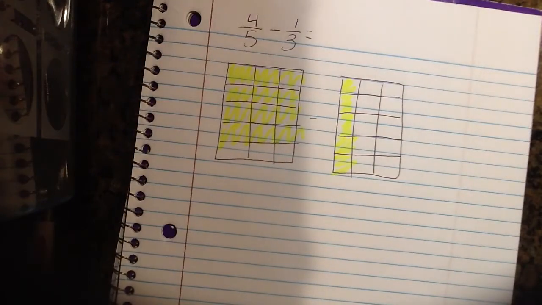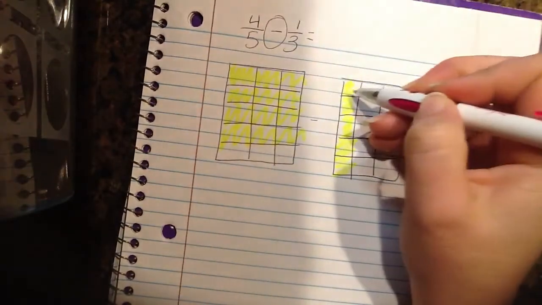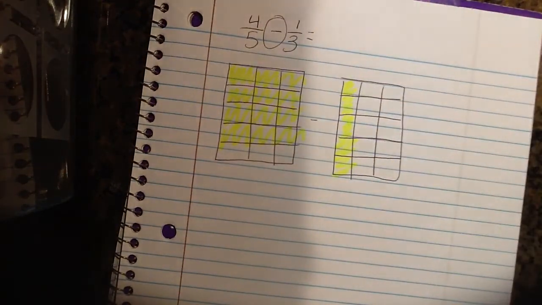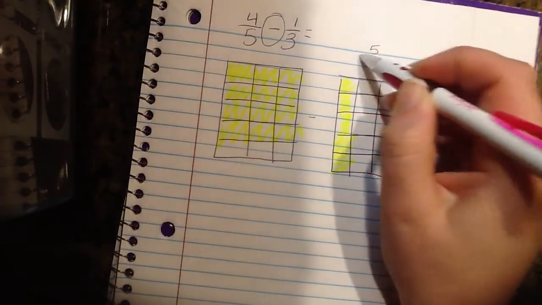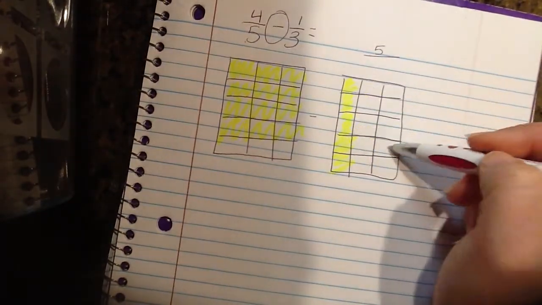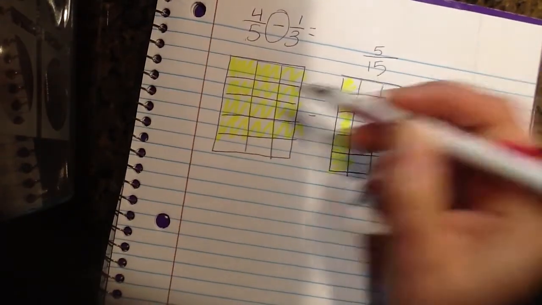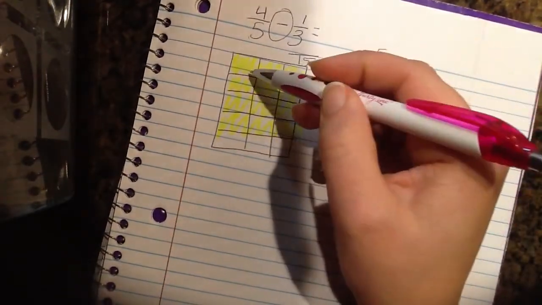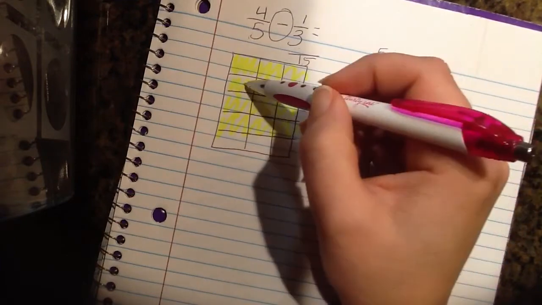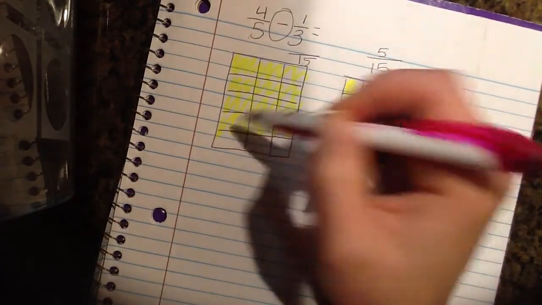Alright, let's subtract, right? So I'm taking away. Well, hold on. I jumped ahead. How many pieces do I have? 1, 2, 3, 4, 5. I have 5 now. How many total pieces? 3, 6, 9, 12, 15. How many pieces over here? I should have still 15ths. How many pieces do I have shaded in? 3, 6, 9, 12.